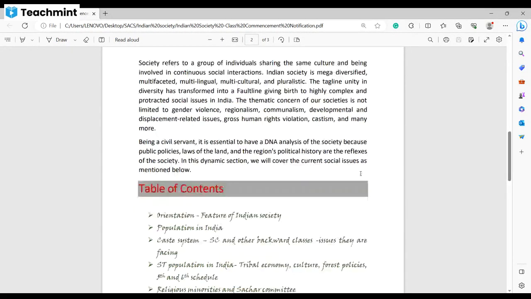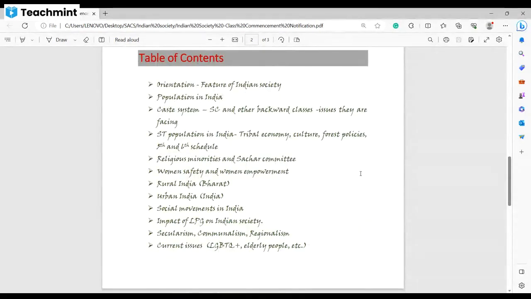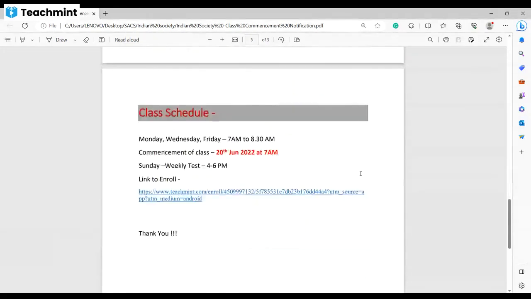So in this section, we will cover these topics: orientation, features of the Indian society, population, casteism in India, caste system, ST population, religious minorities, women's safety and women empowerment, rural India, urban India. Rural India many times is conferred as Bharat, and urban India is called India. Social movements in India, impact of liberalization, privatization, and globalization on the Indian society, secularism, communalism, regionalism, current issues related to the LGBTQ plus community, elderly population. We will cover all of these.